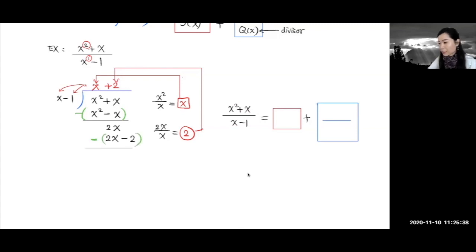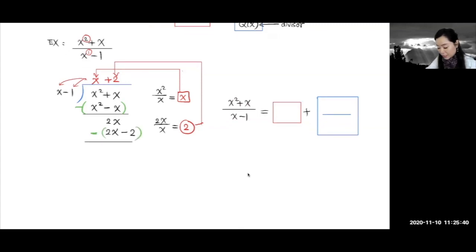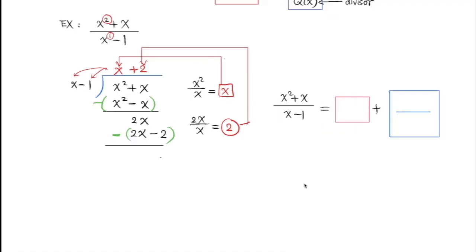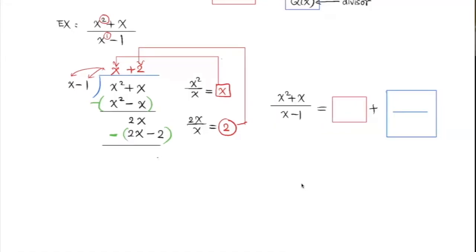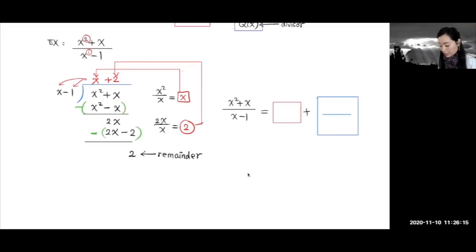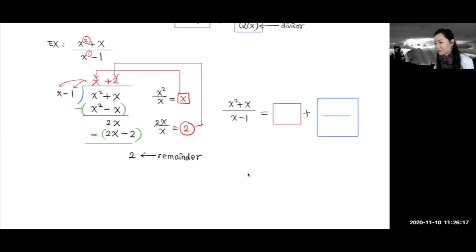After that, you subtract. That's how you do division. Subtracting over here, the 2x terms cancel. So you have 0 minus negative 2. What's the remainder? Positive 2, because of the subtraction. So this is the remainder. That's how you do long division for polynomials.